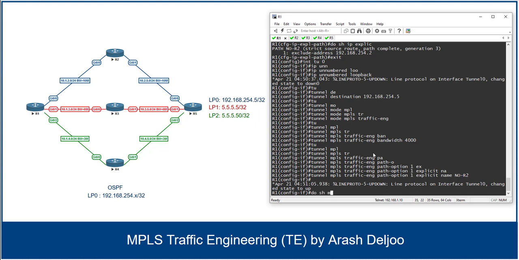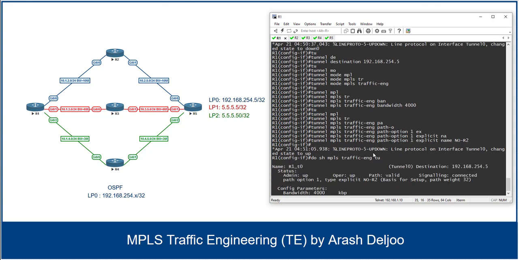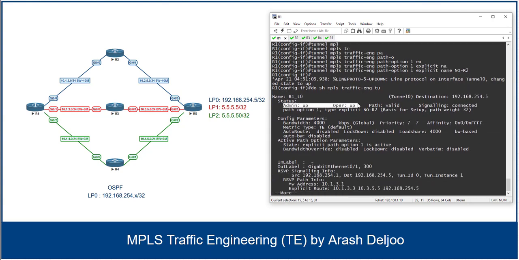Do show MPLS traffic engineering tunnels. Okay, as you can see, the tunnel is up and it uses router 3, router 5, and it is obvious that it selected or chose the path correctly. All right, here you can see path option 1 type explicit no R2.